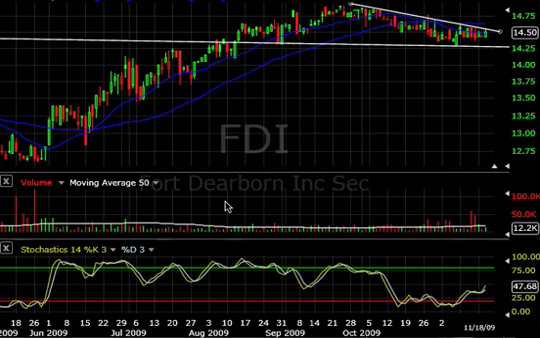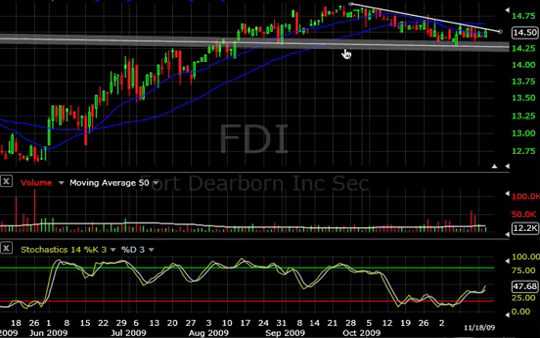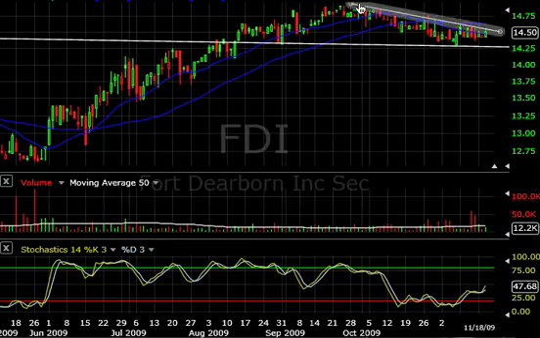I'm on the FDI daily chart. I remember that weekly downtrend line that we had in here before, which was acting as the neckline. Notice how we touched it and got a bounce off of it, and we're consolidating right underneath this downtrend line that we had started towards the end of October here in 2009.